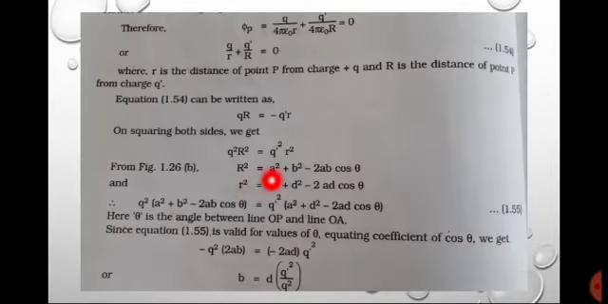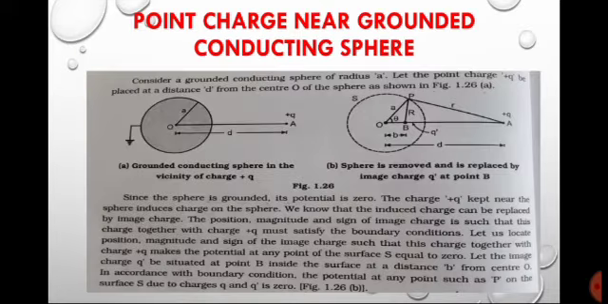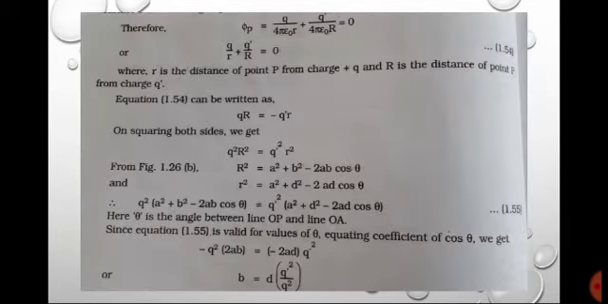R square is equal to A square plus B square minus 2AB cos theta. Capital R square is equal to A square plus B square minus 2AB cos theta. So let us see the figure again. This R square, A square, and this is B square, and the angle is this one, theta. So what do you have? Capital R square is equal to A square plus B square minus 2AB cos theta.